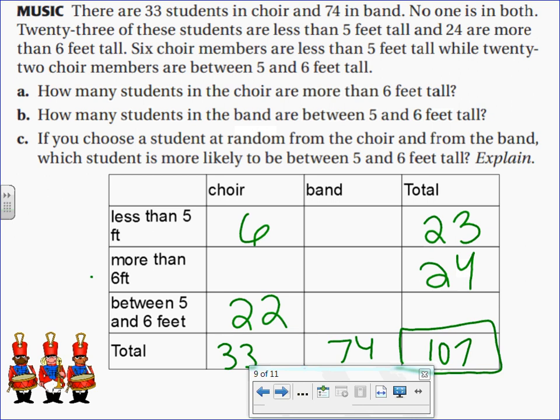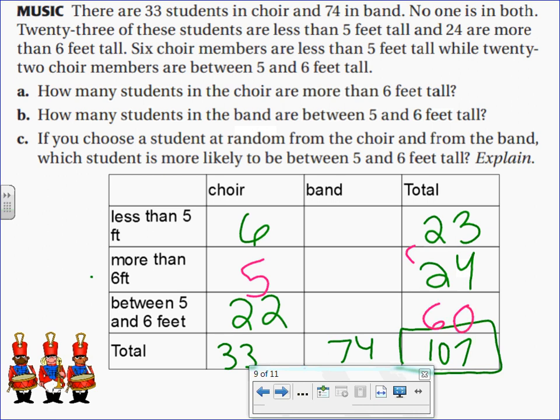So, in order to find the rest of this one, you have to add 6 and 22 to get 28, and then subtract that from 33, which is 5. And then you can add these two, and you get 47. 107 minus 47 is 60.